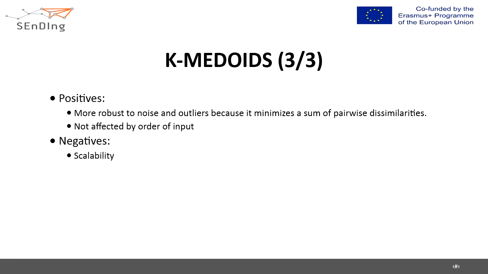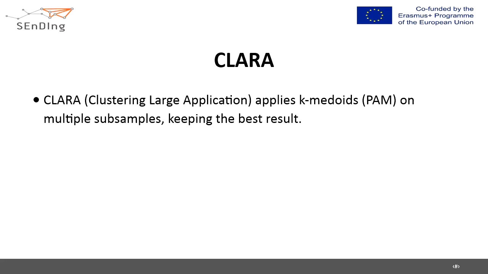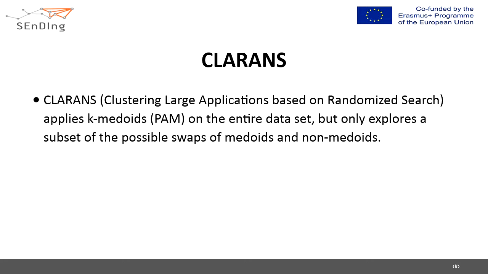The main negatives concern its scalability. CLARA, clustering large applications, applies k-medoids PAM on multiple subsamples, keeping the best result. CLARANS, clustering large applications based on randomized search, applies k-medoids on the entire dataset, but only explores a subset of the possible swaps of medoids and non-medoids.